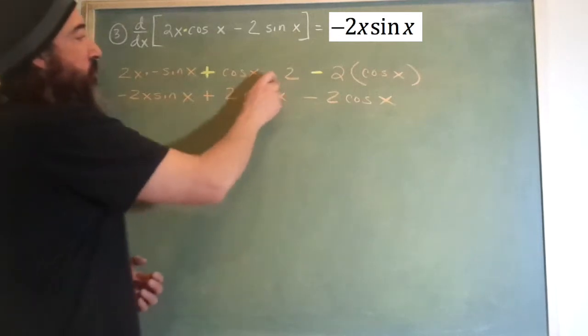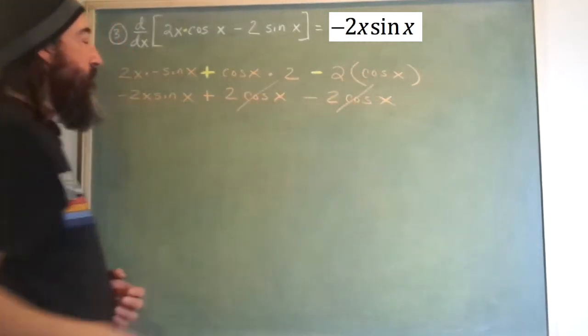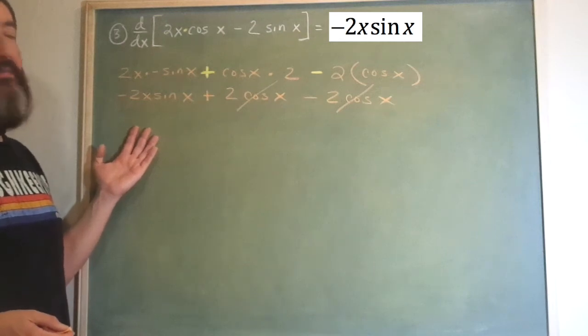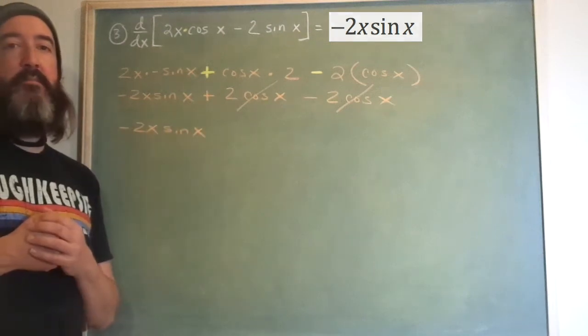Of course, my positive 2 cosine x will cancel out with my negative 2 cosine x. My derivative is negative 2x sine x. Looks like we got it right once again.